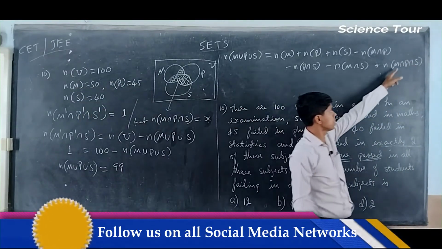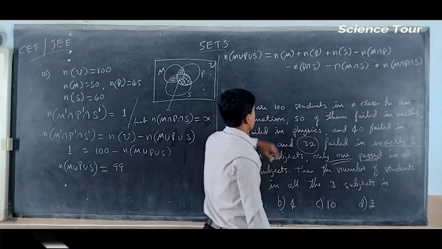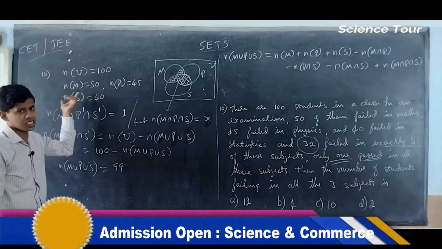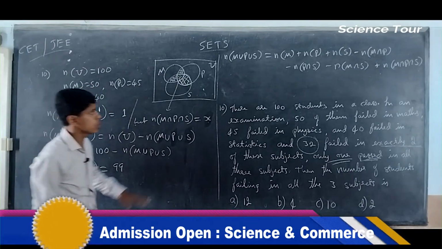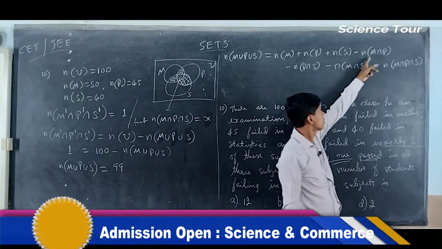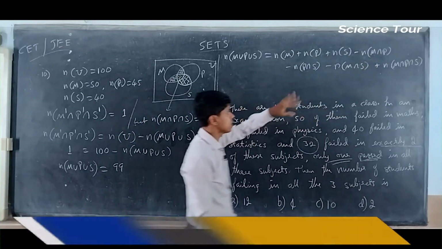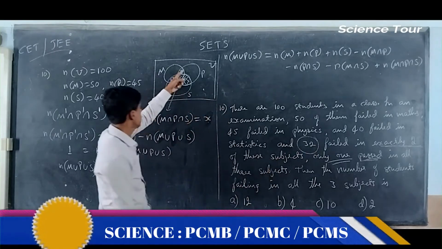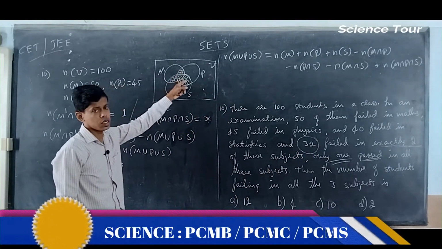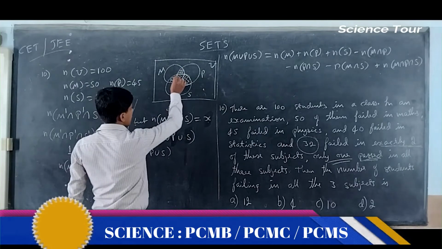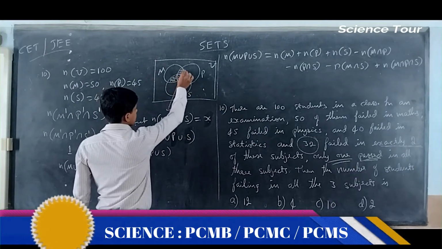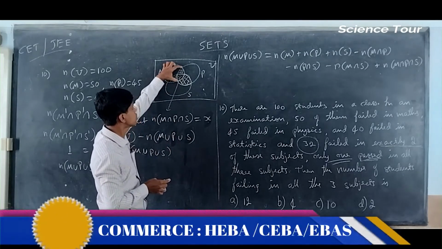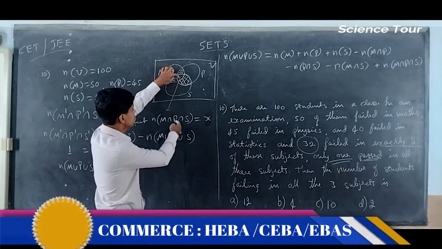So this quantity is x. Now you know what N of M is, clearly. Those who failed in maths, physics, chemistry, stat, that's there, no doubt. But what about this? You do not know that. That is not separately given to you. That is given as 32, and that too only this region. Okay. So what is M intersection P? M intersection P is these two regions combined, and this region we have taken x.